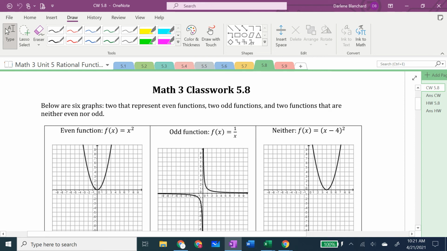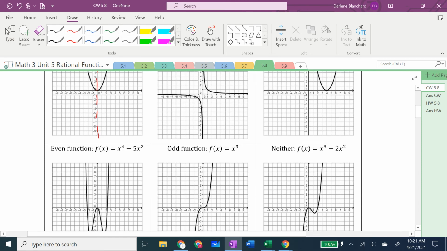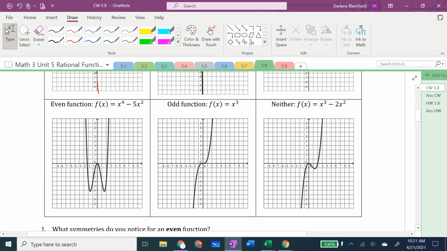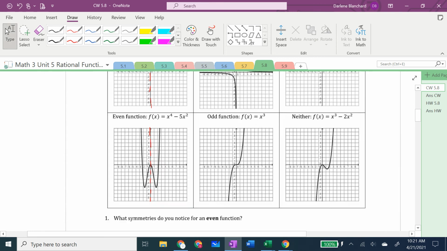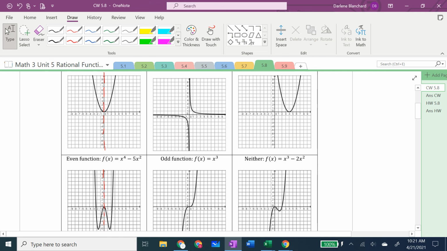Now, you're being told here that this first graph is an even function. And what you want to notice about it, I'm going to draw you a line. Take a good look at that even function. And now, here's another function that is stated to be even, and I'm going to draw that line again. Even functions are symmetric over the y-axis. I repeat, even functions are symmetric over the y-axis.